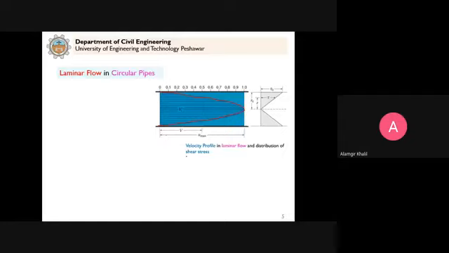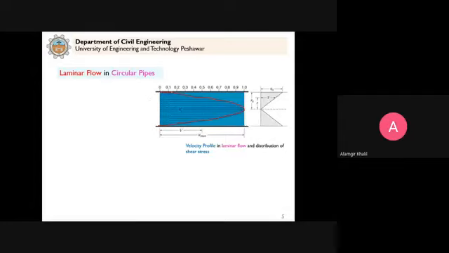Now, if you remember, we defined laminar flow as a flow regime in which the fluid particles move in regular paths and do not cross each other. If that is the case, then it means the velocity will be less. When the velocity is less, the Reynolds number should be less in case of laminar flow. So these are the characteristics.